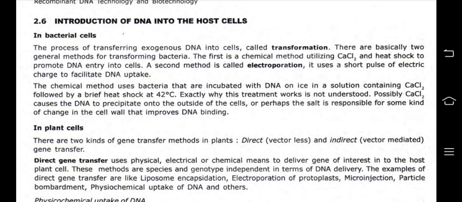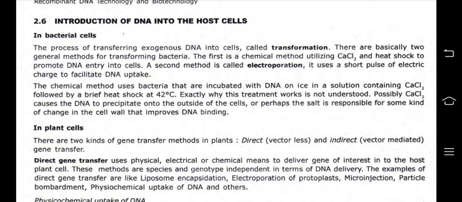The chemical method uses bacteria that are incubated with DNA on ice in a solution containing CaCl2, followed by a brief heat shock at 42 degrees Celsius. Exactly why this treatment works is not understood. Possibly CaCl2 causes the DNA to precipitate onto the outside of the cells, or perhaps the salt is responsible for some kind of change in the cell wall that improves DNA binding.